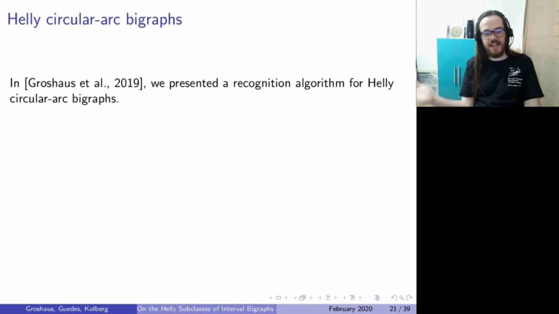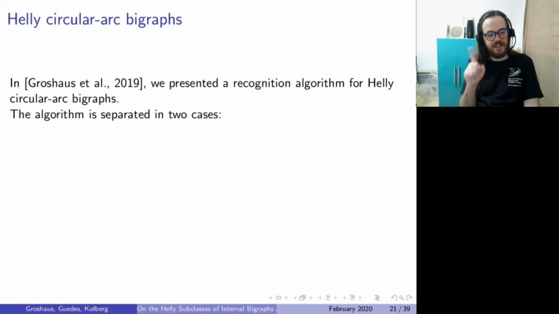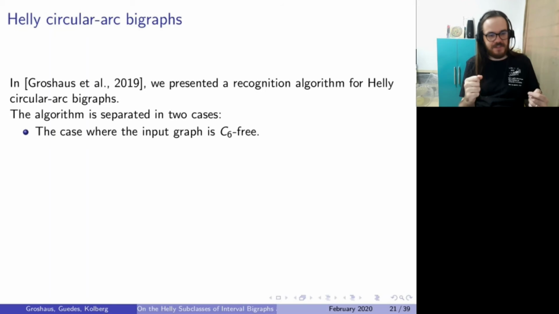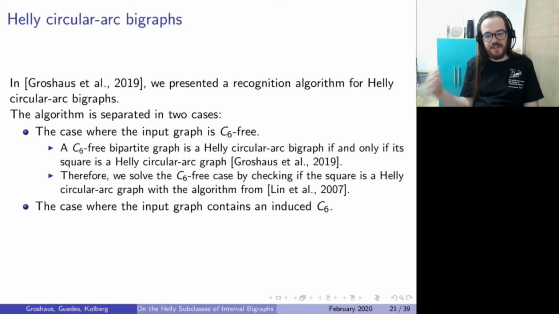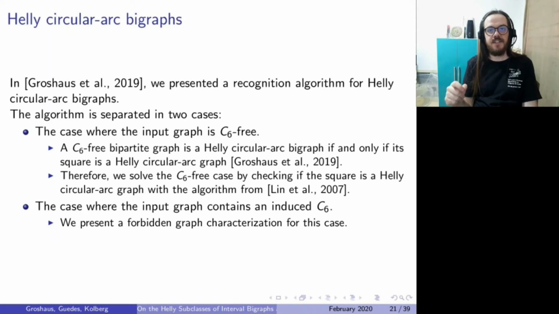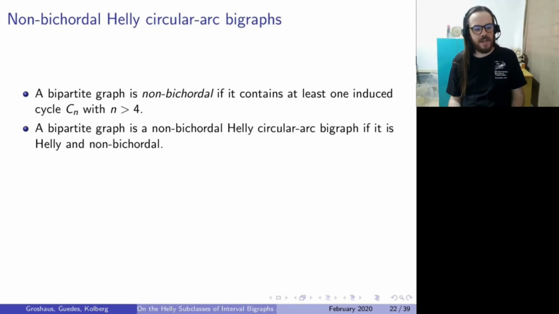As I previously cited, in 2019 we introduced a recognition algorithm for Helly circular arc bigraphs. It is separated in two cases. The C6-free case, where we simply take the square of the graph and see if it is a circular arc graph, and the case where the graph contains an induced C6, in which we introduce a forbidden graph characterization. Now, non-bichordal Helly circular arc bigraphs are simply graphs that are both Helly and non-bichordal. That is, they have at least one induced cycle of length greater than 4.